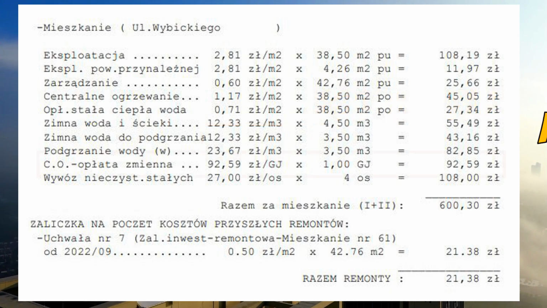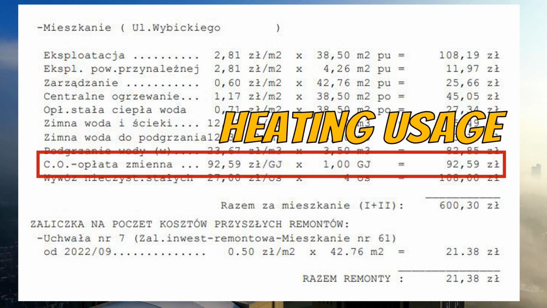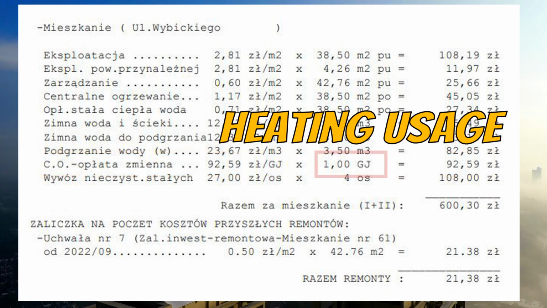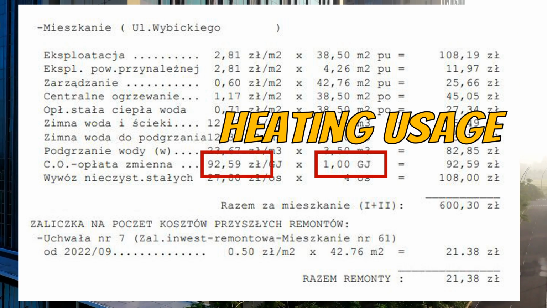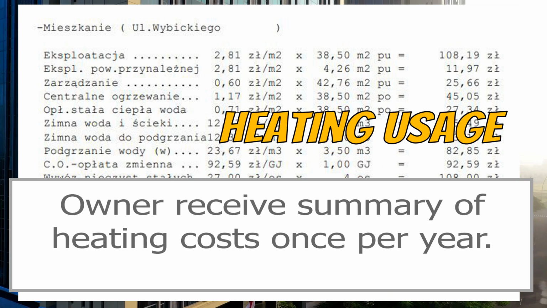This item, on the other hand, is an advance payment for the heating used in the apartment if the apartment has district heating. Here, we have 1 gigajoule, GJ, included as an advance payment for the price of 92 Polish zlotys and 59 groszy. Heating is usually settled in the building once a year.